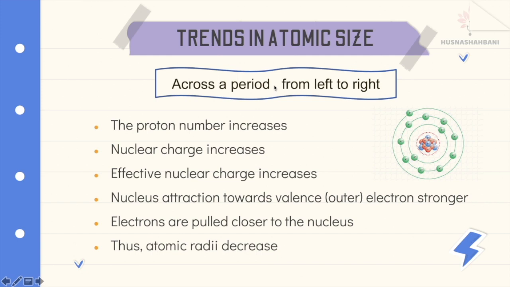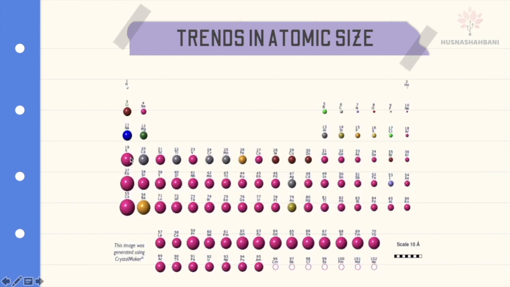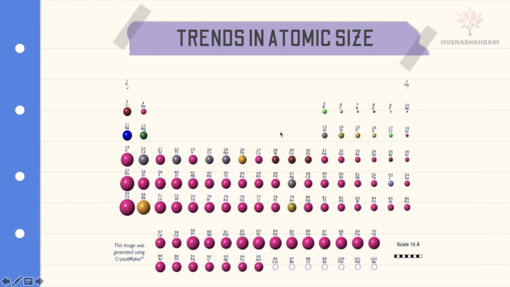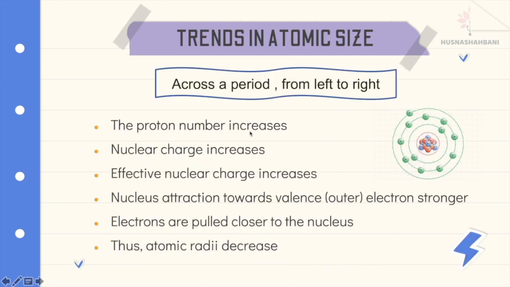Across a period from left to right, the proton number increases. If you look at the periodic table, here we have proton number 19, 20, 21, 22. Proton number increases, atomic size decreases. The proton number increases from left to right.